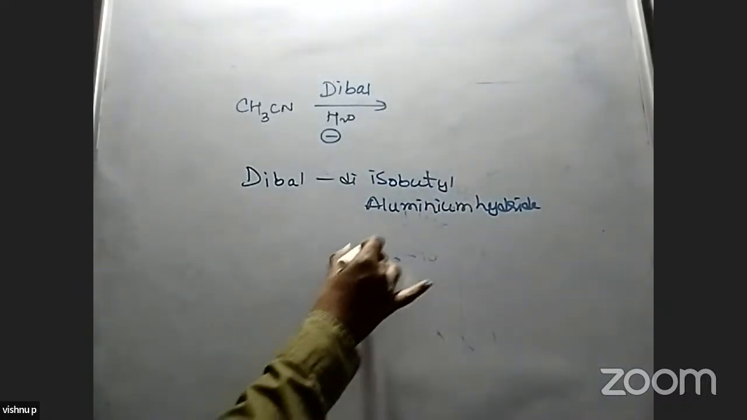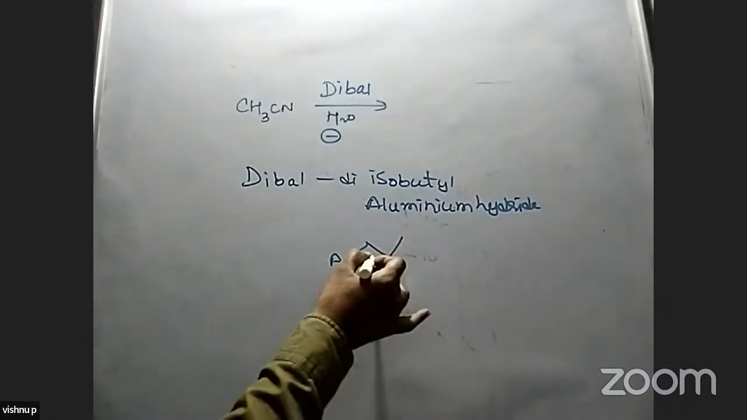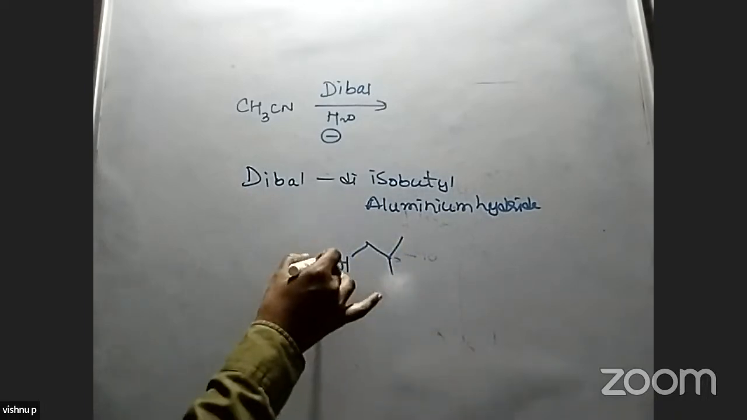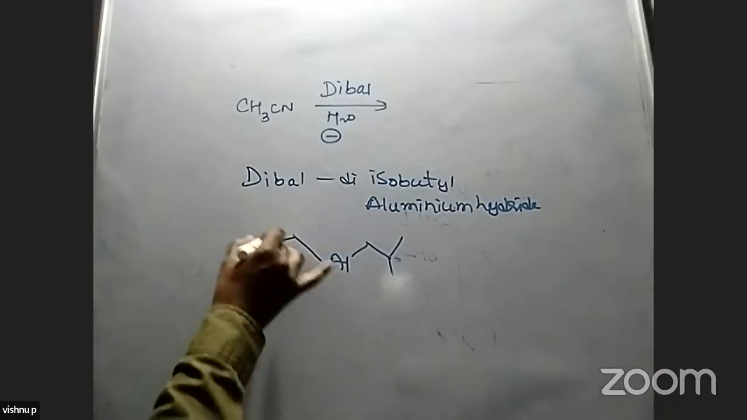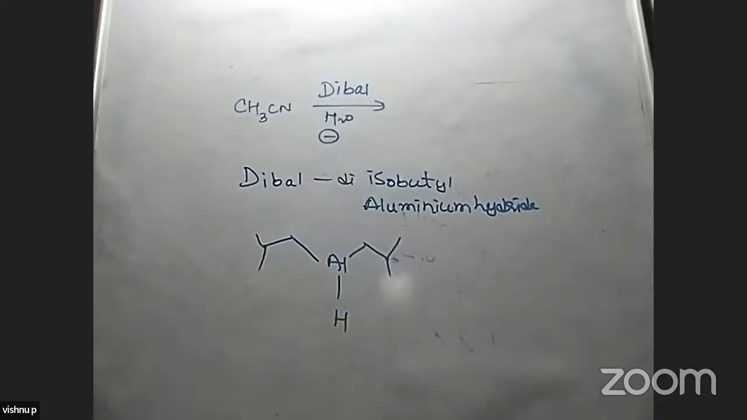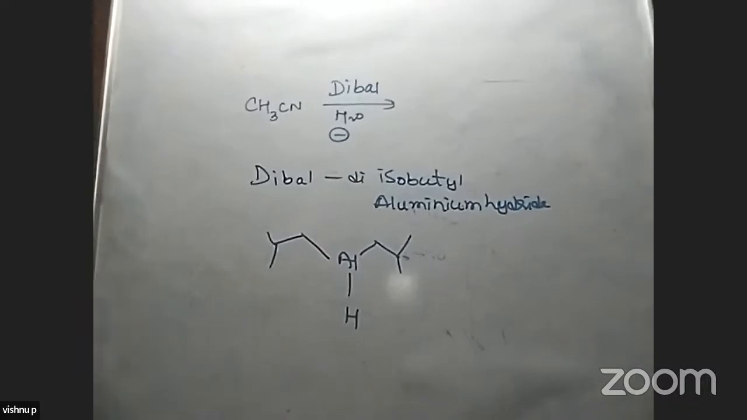So aluminum is present with two isobutyl groups. One, two, three, four butyl carbons. These are the diisobutyl aluminum hydride. This is DIBAL. So DIBAL in the presence of water converts esters into carbonyl compounds and also cyanides into carbonyl compounds. So here what type of reaction takes place?